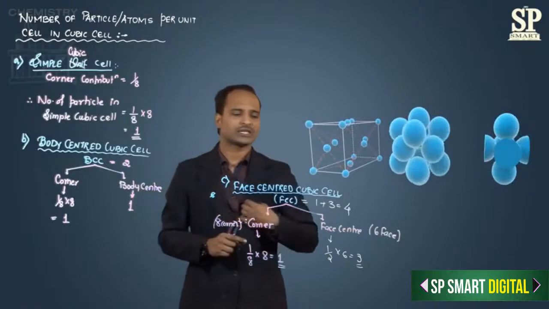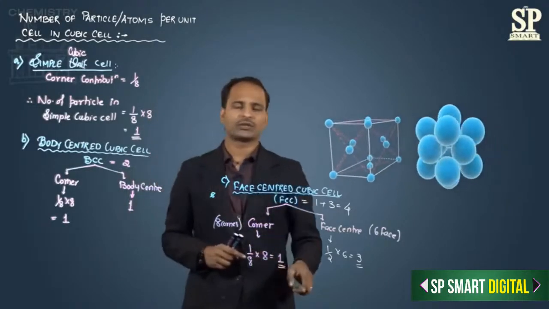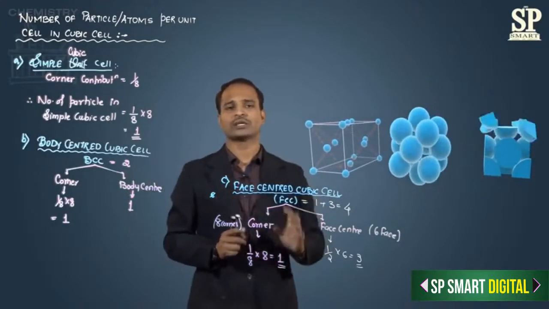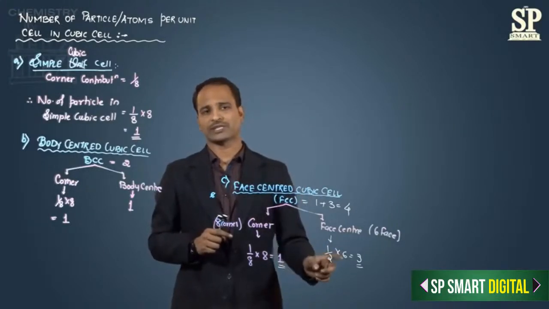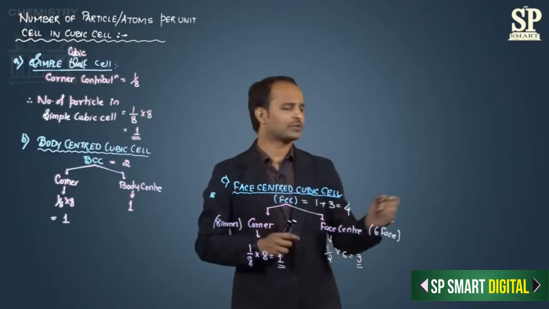In case of FCC, that is face centered, from the corners we get 1/8 into 8, that is 1, and from the face centers, as I said, the particle present on a face is shared by 2 unit cells, so half from each face, and there are 6 faces, so half into 6, that is 3. So these are the 3 different types of unit cell.